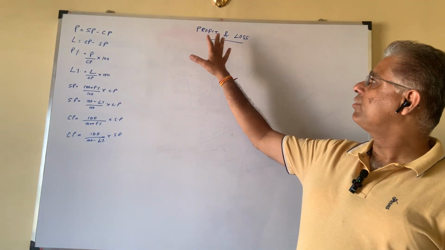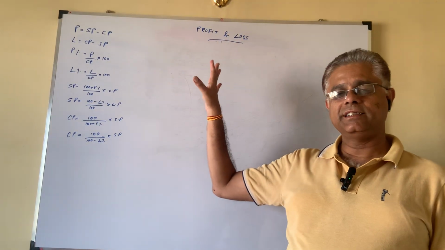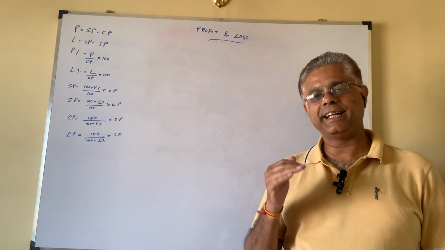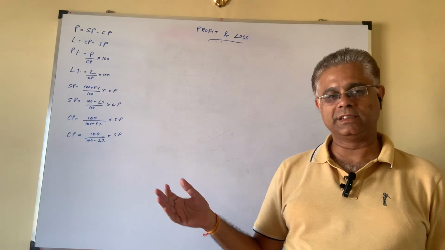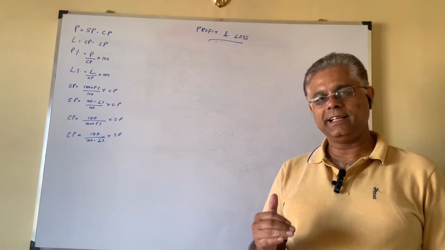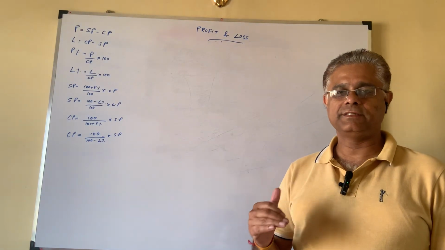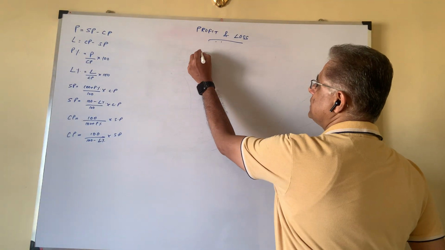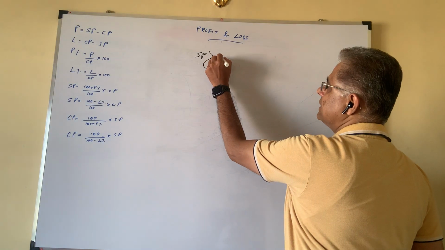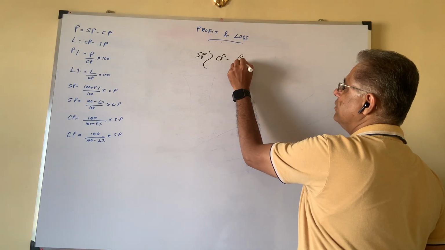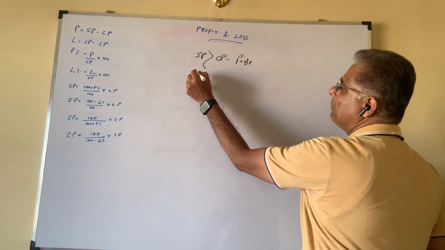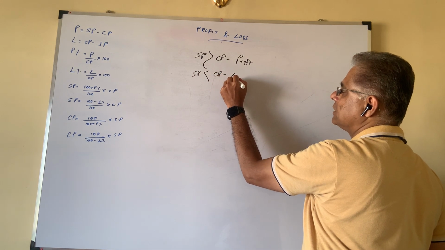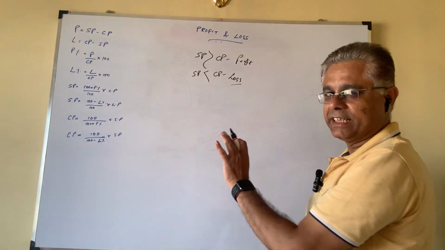So as we know, profit and loss. When do we get a profit? Suppose we buy something at a price and then we have an intention of reselling it to another person. The price at which we buy is called the cost price. The price at which we sell is called the selling price. When the selling price is greater than the cost price, we get a profit. But when the selling price is less than the cost price, we get a loss. So it's as simple as that, common sense.